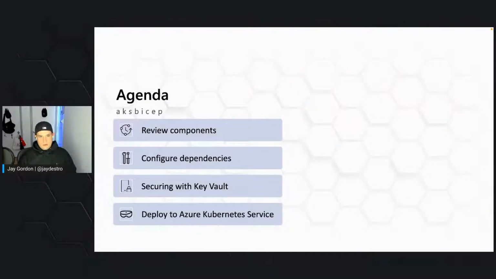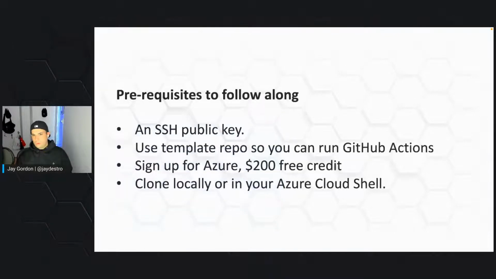So let's talk about our agenda really quickly. We're going to be reviewing the components of this workshop. We'll configure the dependencies. We'll secure our credentials with Key Vault, and then we're going to deploy our application to Azure Kubernetes Service. All right. And we'll get into all those different components as we continue along.